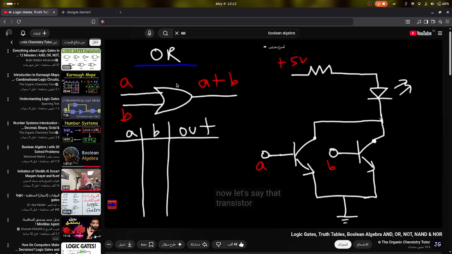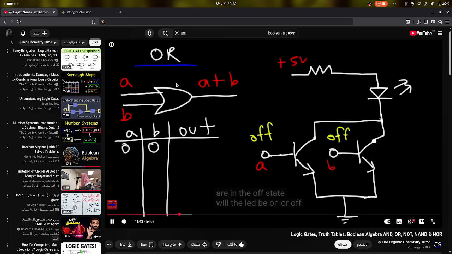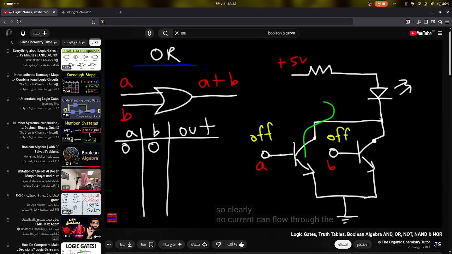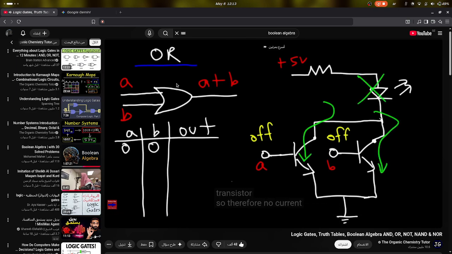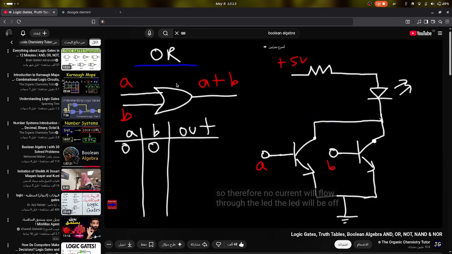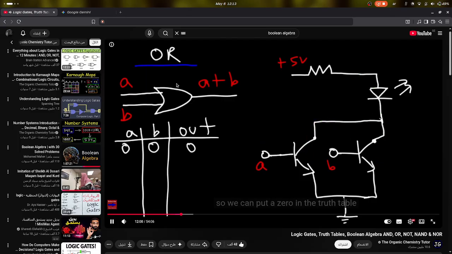Now let's say that transistor A and B are in the off state. Will the LED be on or off? So clearly, no current can flow through the first transistor or through the second transistor. So therefore, no current will flow through the LED. The LED will be off. So we can put a 0 in the truth table.